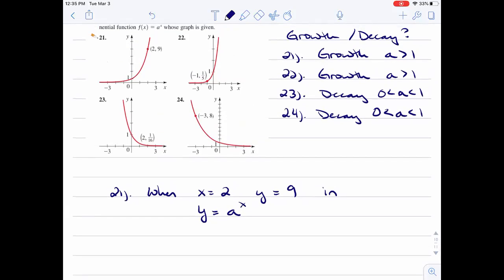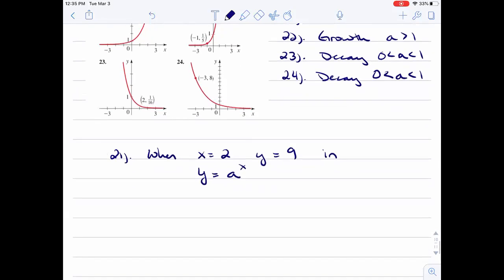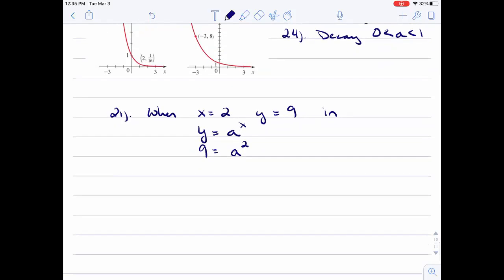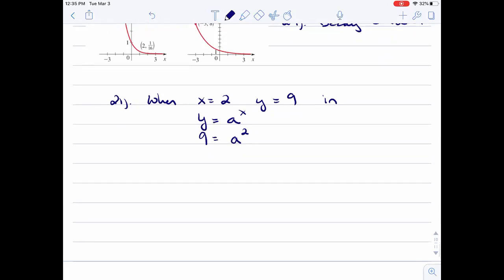Okay. So if we're trying to find what A is, we know that 9 equals A to the power of 2. So now we have to think, okay, well, what to the power of 2 gives 9? I'm going to go with 3. Right, 3 squared is 9. So therefore, A must be 3.